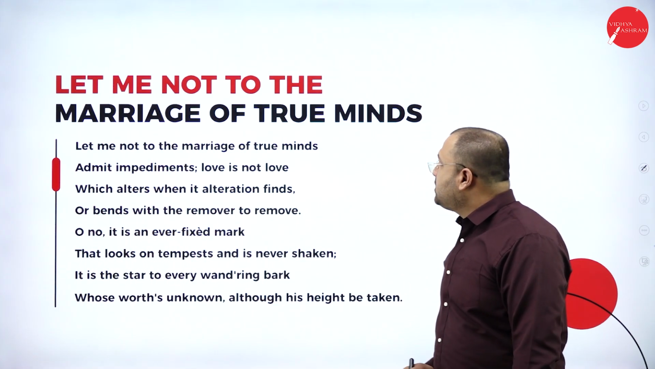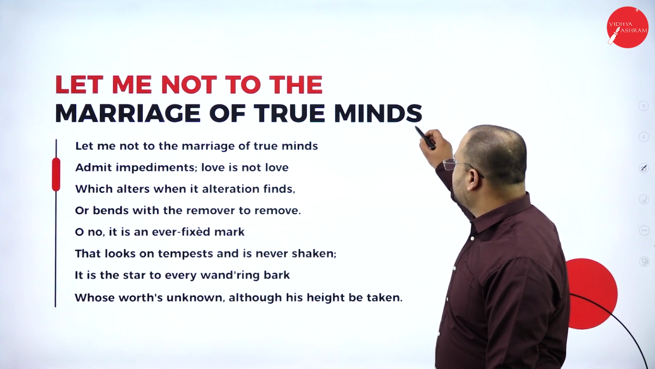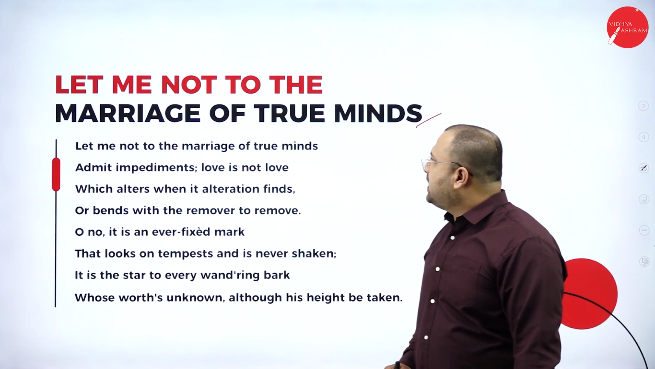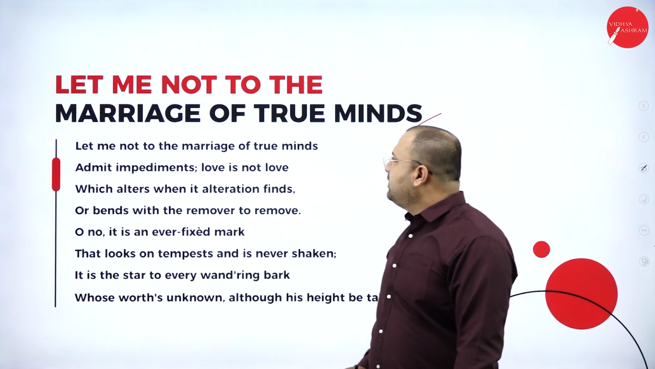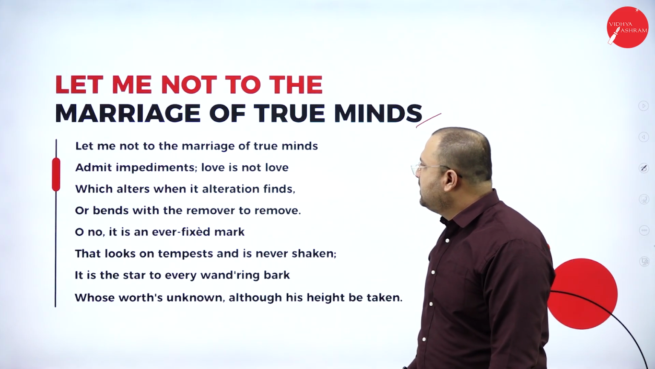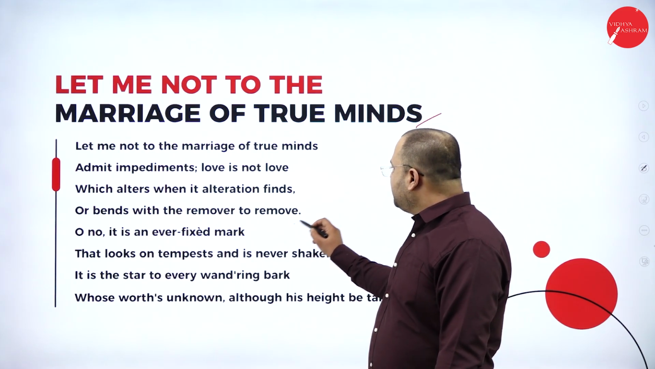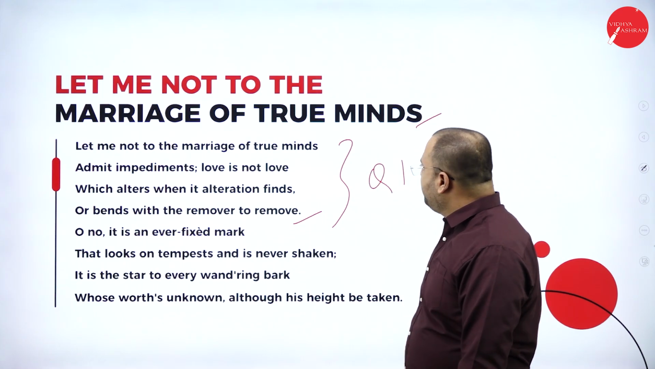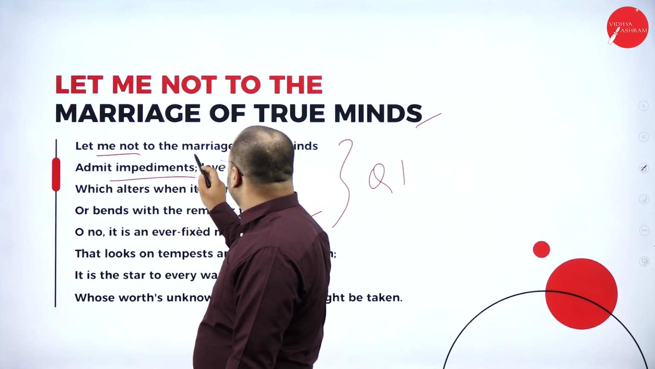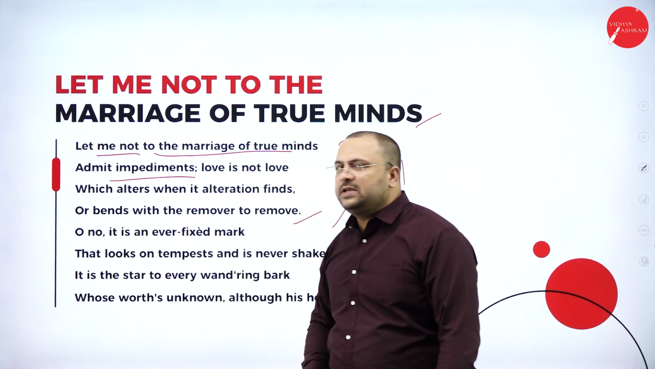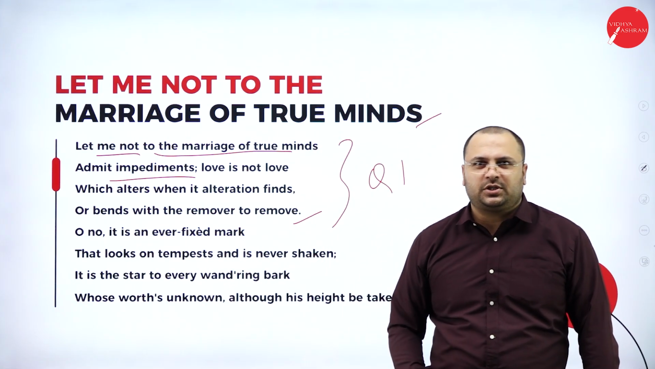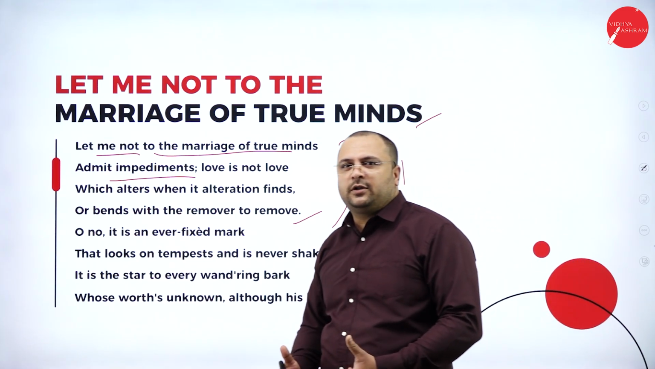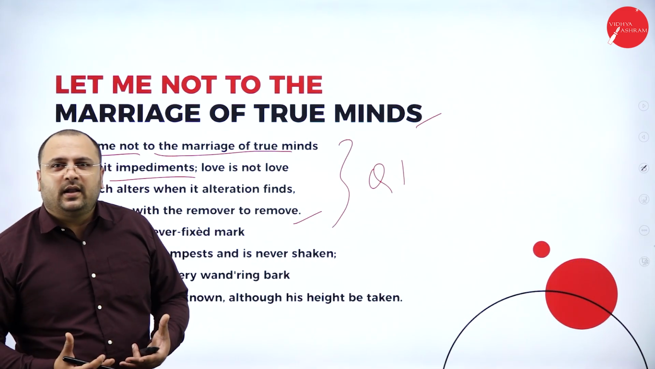Let us see. Let me not to the marriage of true minds. The first line is the heading of the sonnet. Let me read it. Let me not to the marriage of true minds admit impediments. Love is not love, which alters when it alteration finds, or bends with the remover to remove. Observe the first 4 lines, that is quatrain 1. Let me not admit impediments to the marriage of true minds. So he says, let me not raise any opposition to the marriage of true minds. What is the meaning of marriage of true minds? Coming together of 2 people who are in love with each other.